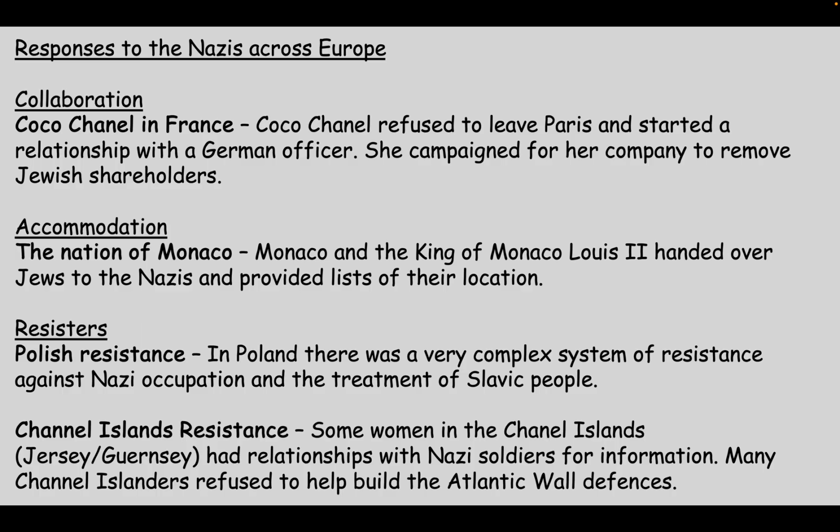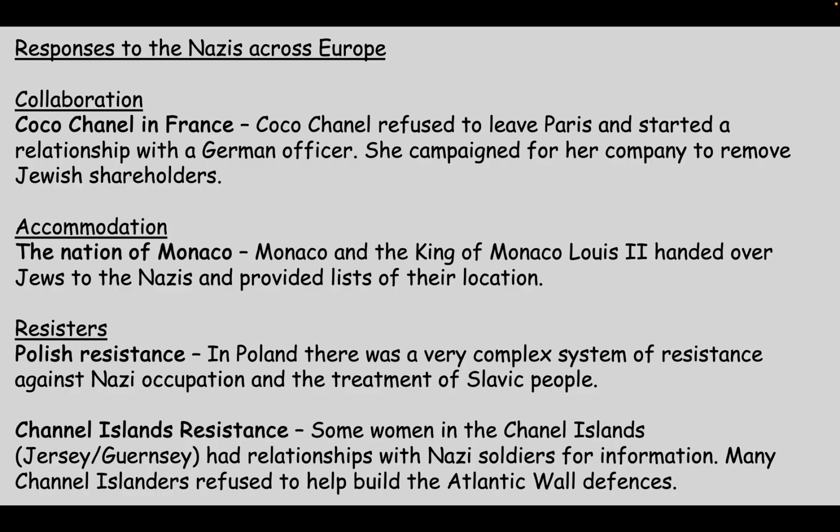Now, a famous example of a collaborator is Coco Chanel of Chanel Fashion House. Now, Coco Chanel refused to leave Paris when the Nazis took over France, and she actually started a relationship with a German officer. She campaigned for her company to remove all of its Jewish shareholders. So she was very much a collaborator. She was working with the Nazis, having a relationship with a Nazi officer and trying to remove Jewish shareholders from her company.